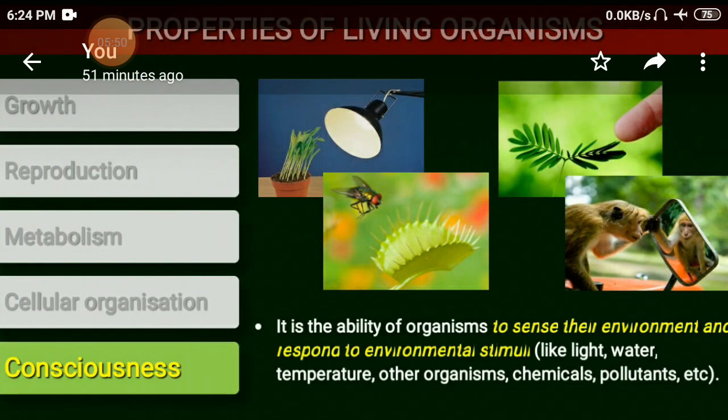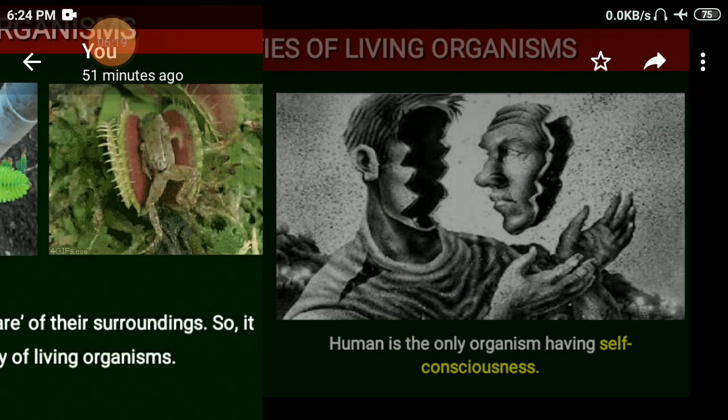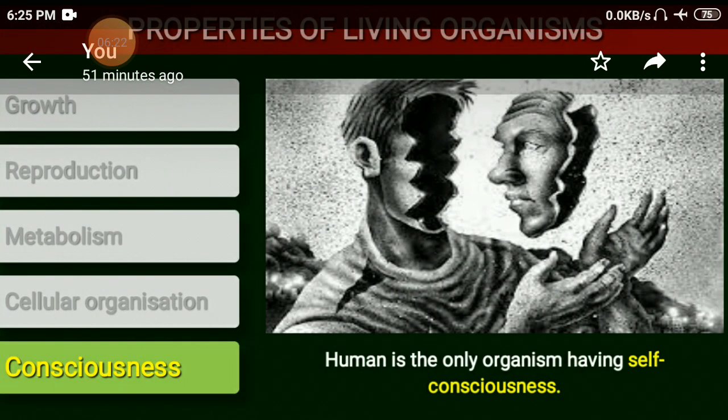The next feature is consciousness. It is the ability of any organism to sense their environment and respond accordingly. All organisms are aware of their surroundings and they respond according to the stimulus present around them. This feature is only shown by living organisms. It is not found in the non-living world. Hence, consciousness is a defining property of the living world. Human beings are the best example of this. Human beings are the only organisms which have self-consciousness or self-awareness.